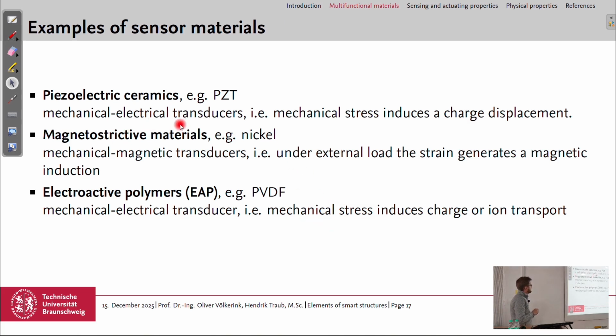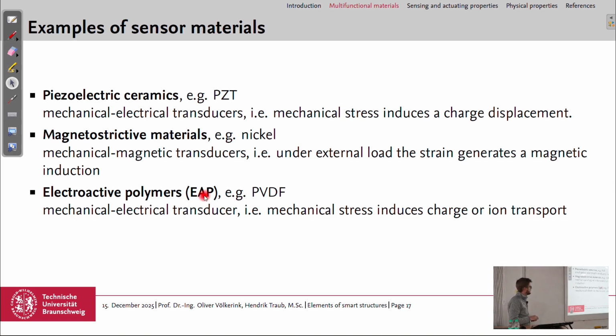So piezoelectric ceramics, for example PZT, lead zirconate titanate, which is the most common material, is a mechanical electrical transducer. A mechanical stress induces a charge displacement. This is the effect in this material. The magnetostrictive materials, for example nickel or niobium, are mechanical magnetic transducers. So under an external load, the strain generates a magnetic induction.